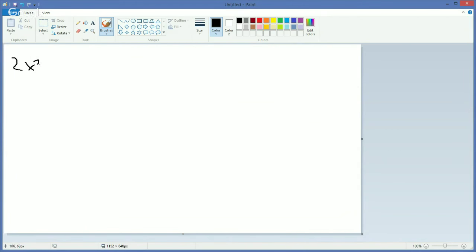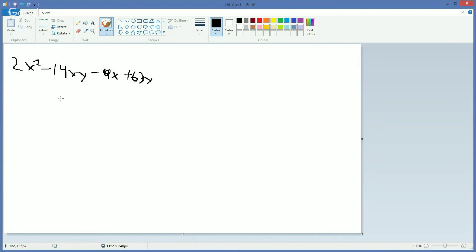2x squared minus 14xy minus 9x plus 63y. Okay, this one's going to be a little bit trickier.